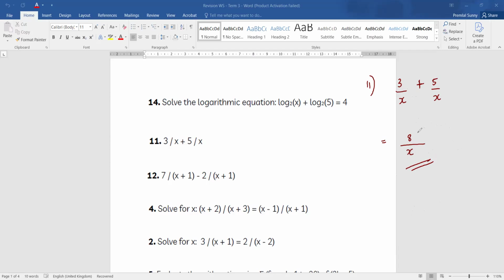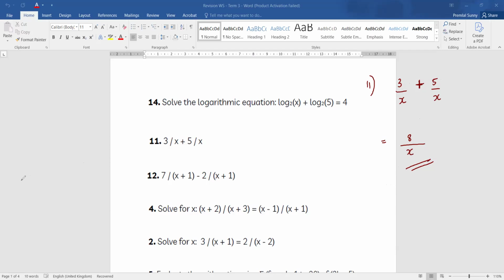This rule is applicable only if we have the same denominator. If you have the same denominator, you just keep the denominator the same and check the sign here. Sign is plus. So you add both the numerators, 3 and 5. 3 plus 5 is 8.